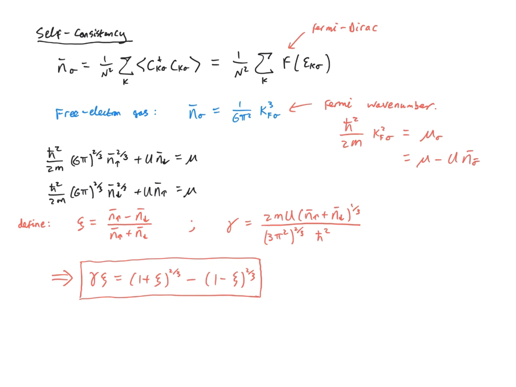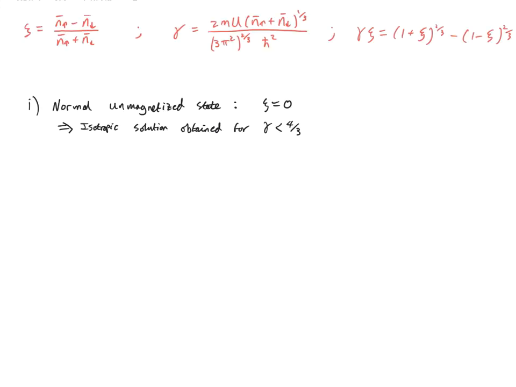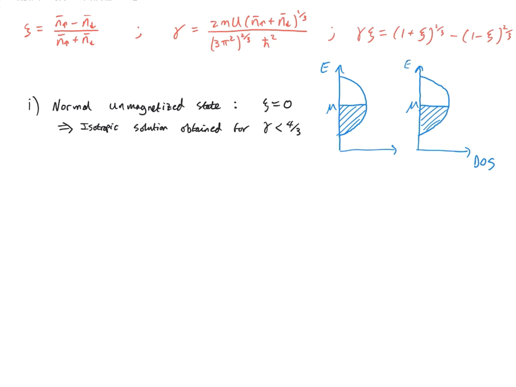It has different regimes. Let's consider them. First of all, we have a normal unmagnetized state with psi equals 0. This is the isotropic solution, and it's obtained for any gamma less than 4/3. So this is telling you that for weak interactions there is no ferromagnetism in this system. If we were to plot the density of states here as a function of energy, we would see that for the up and down spin species, we have basically the same density of states. We have the same spin populations for up and down spin, therefore psi is equal to 0.